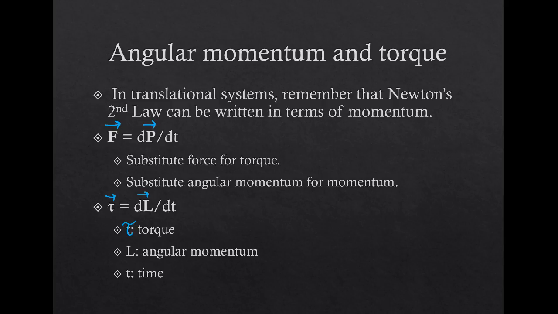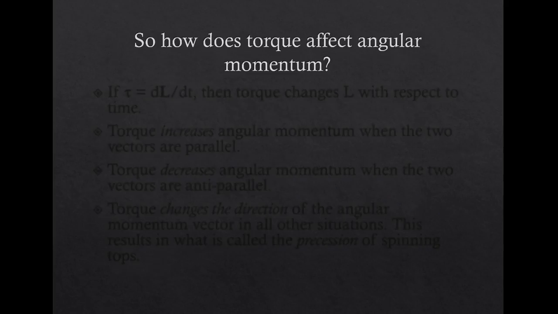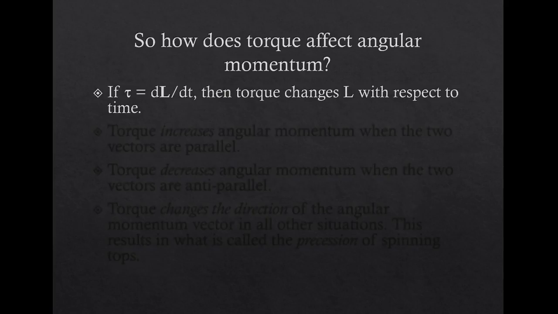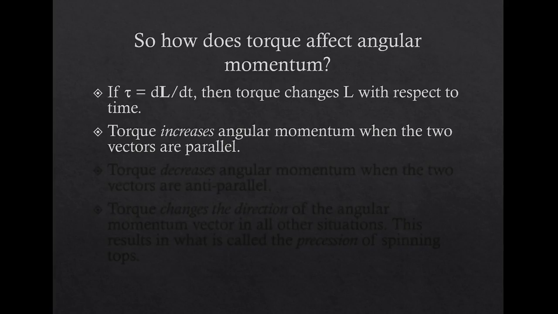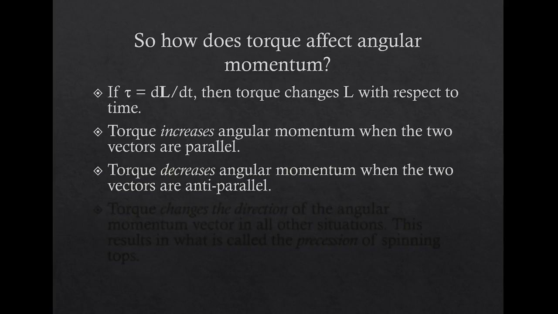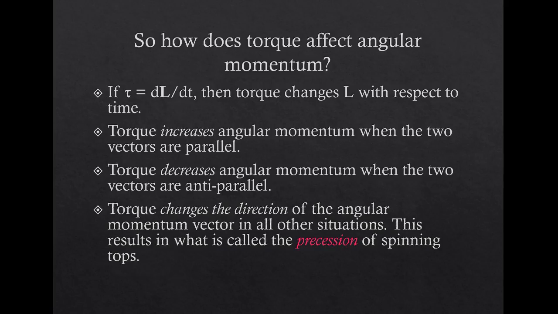Now in the last video, we looked at what happened when torque was equal to 0. This meant that dL was 0, so L initial was equal to L final. But if we do have a torque, then this torque changes L with respect to time. So torque will actually increase the angular momentum when they're parallel to each other and decrease it when they're anti-parallel. In any other situation, what torque will do is change the direction of angular momentum. And this is what we call precession of spinning tops and planet Earths.